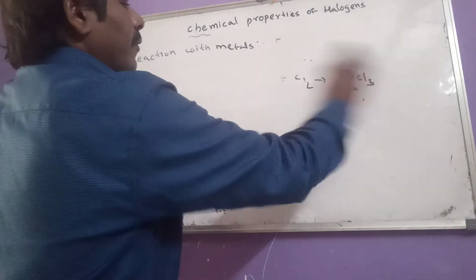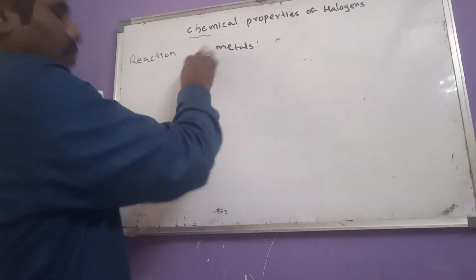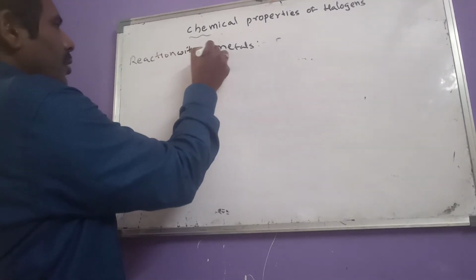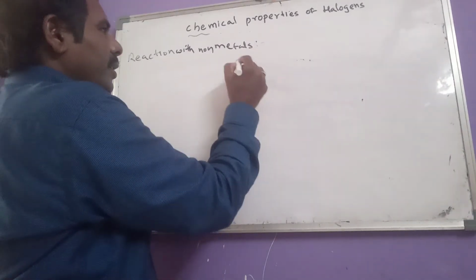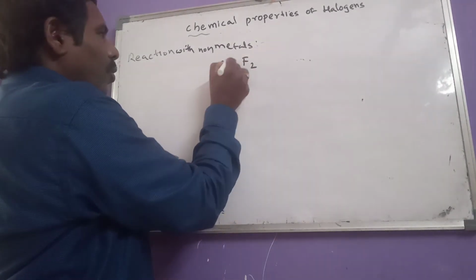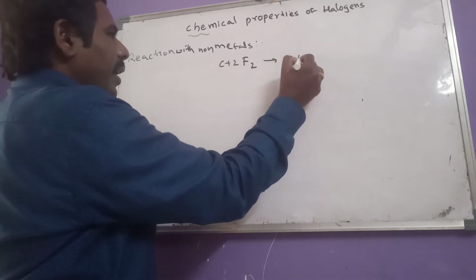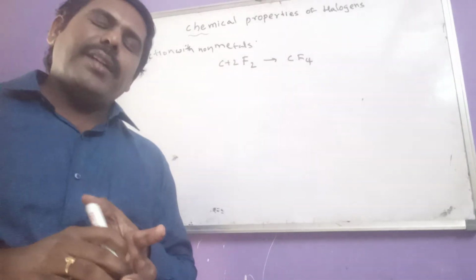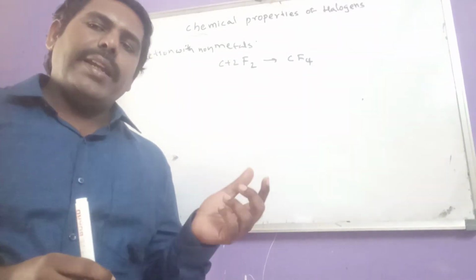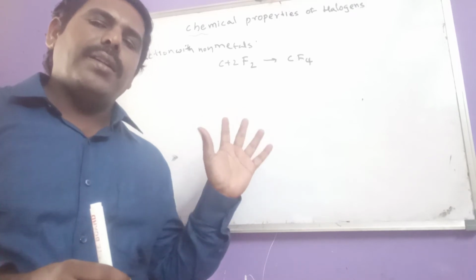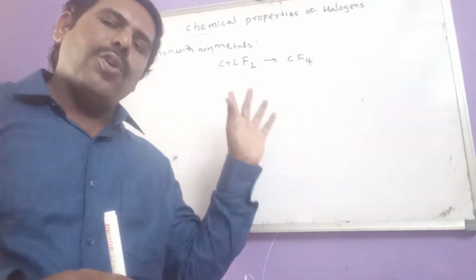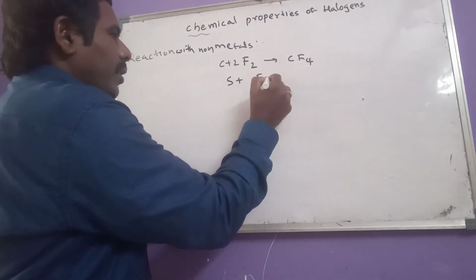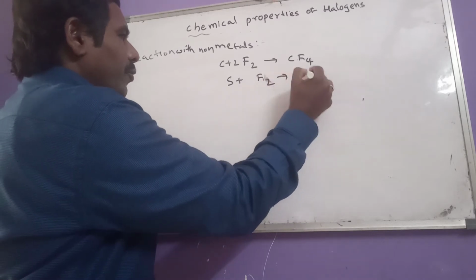Then reaction with non-metals. Halogens react with non-metals also. Among the halogens, only fluorine can react directly with carbon and form CF4. Other halogens do not react directly with carbon. That is possible only for fluorine, F2. Okay, then sulfur plus fluorine, what we can get here, SF4.